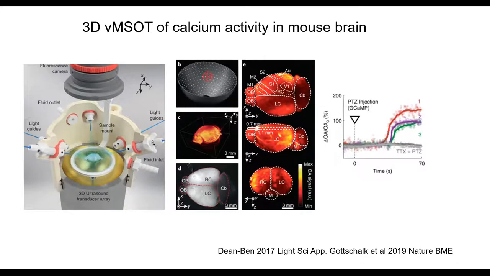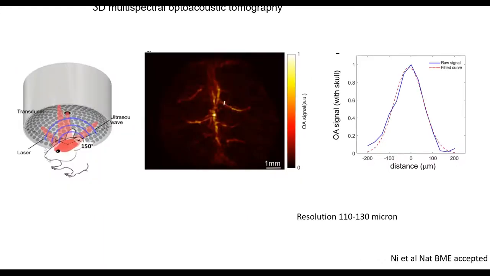For the 3D imaging of the distribution, here we use the VMSOT developed by Professor Daniel Razansky. As shown on this slide, such an imaging modality enables detection of calcium activity in mouse brain with around 130 micron resolution and gives an excellent result. In our study, we characterized the resolution of the device again and found the resolution is about 110 to 130 micron.